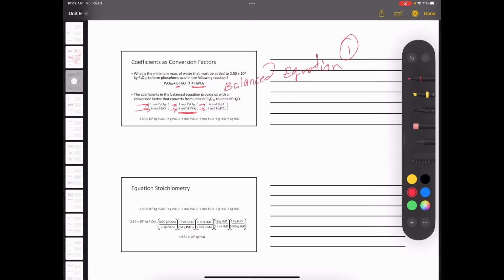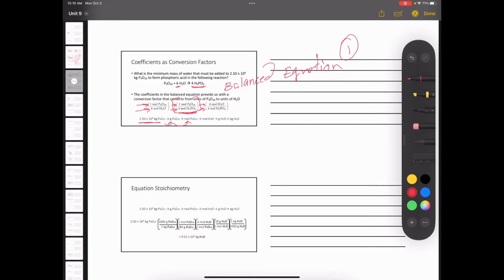Okay, so if you start with 2.5 times 10 to the power 4 kg of phosphorus oxide, what we need to do up to this point is convert that into grams of phosphorus oxide. I think we all know this, and we should have learned it by now. And then the grams of phosphorus oxide, we'll have to convert into moles. Why do I need to convert that into moles? Because remember, my conversion factors are all about moles.